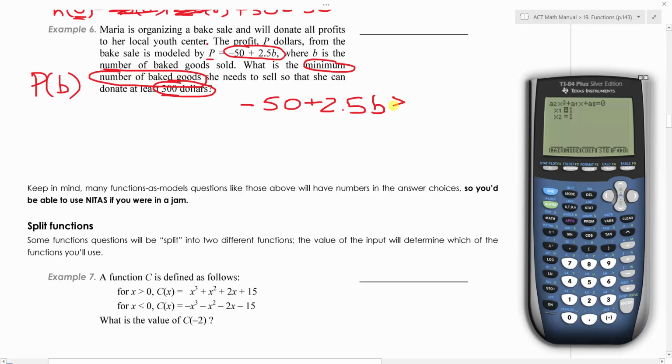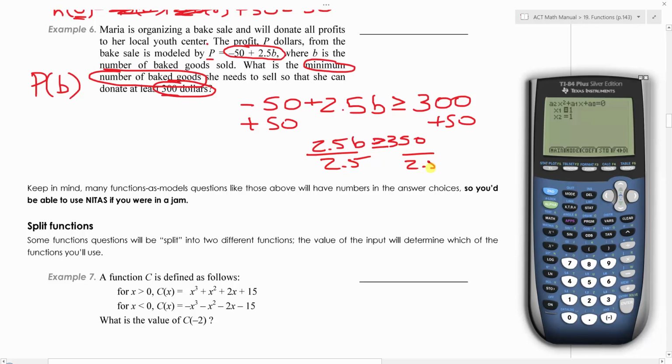What I'm going to do is I'm going to say that has to be greater than or equal to 300. She needs to make at least $300, and at least in mathematical symbols is greater than or equal to. And now this is just a very basic inequality. So I'm going to add the 50 to each side, plus 50 plus 50. I'm going to get 2.5b equals 350. Sorry, I changed that to an equal sign. I should stay consistent. Then I'm going to divide by 2.5.